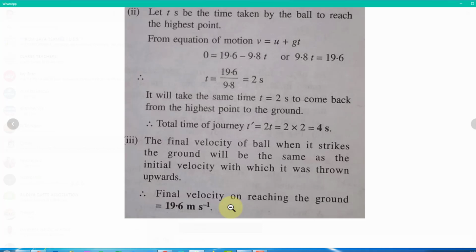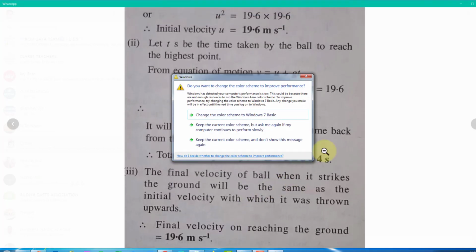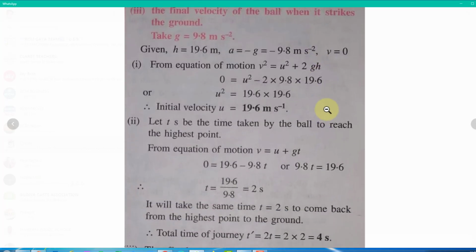When the body is going away from earth, going up, its velocity goes on decreasing. When it reaches the maximum height, its velocity will be 0. Then after that it will come down. When it comes down, its velocity goes on increasing.